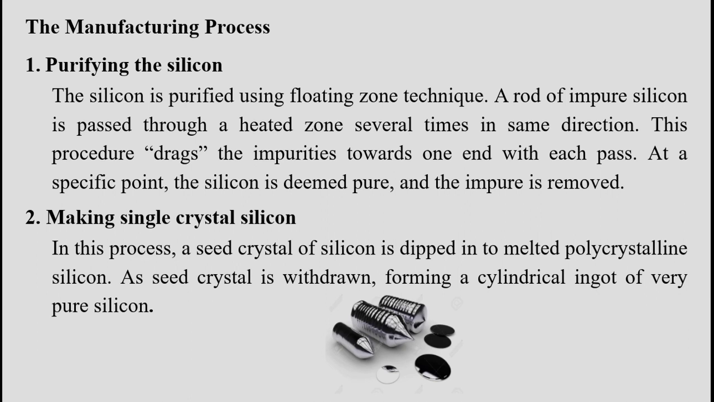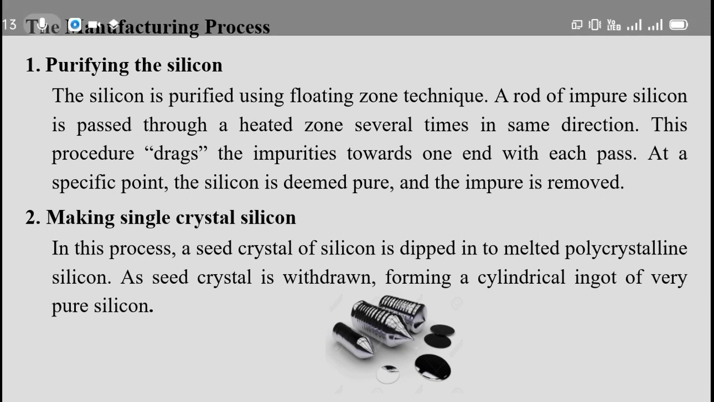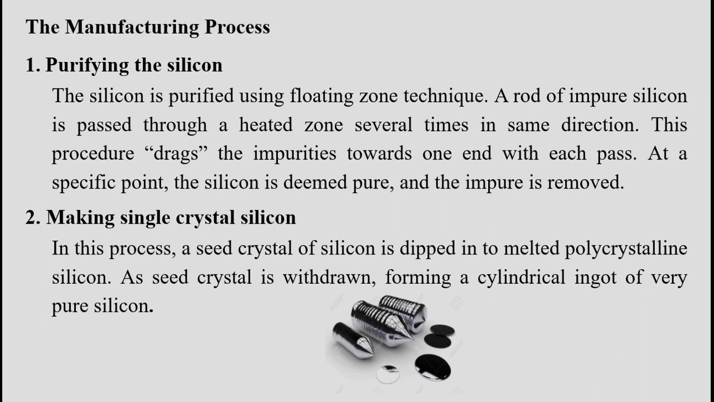Starting from polycrystalline silicon, there are two different methods for getting single crystal. The first is the floating zone technique, and the second is the Czochralski technique. In the floating zone technique, a rod of impure polycrystalline silicon is passed through a heated zone several times in the same direction.